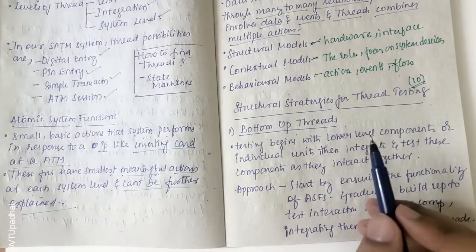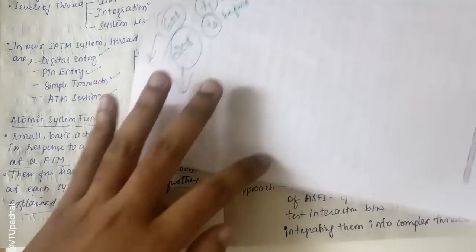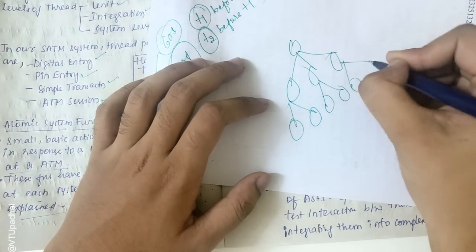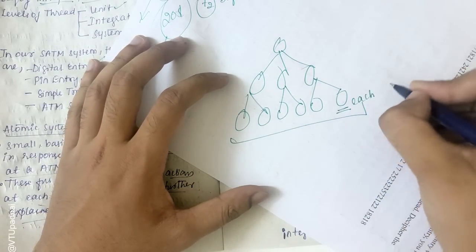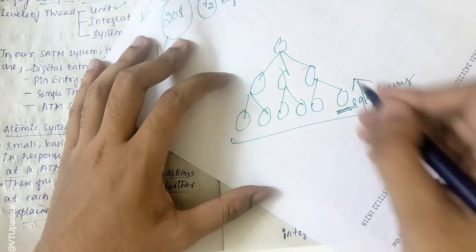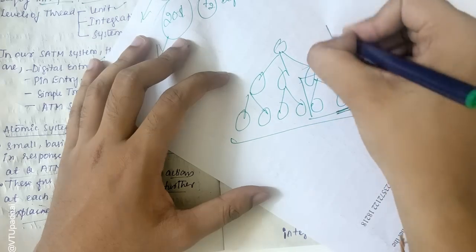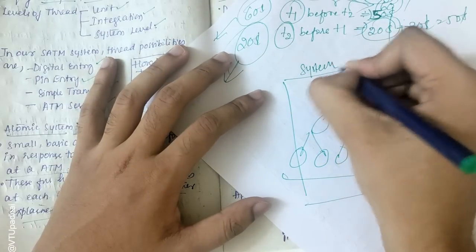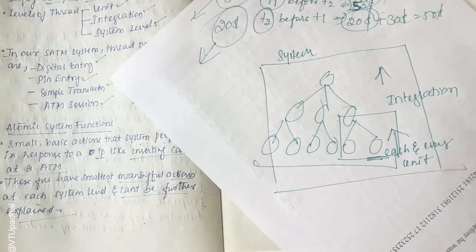Firstly, we have the bottom-up threads. In bottom-up threads, testing begins with lower level components. So we have seen what bottom-up testing is. If I consider a decomposition tree for our SATM problem, it is not exactly this, but we cover each and every unit testing it, moving further and then integrating the entire thing, and finally we take the entire SATM system as the system and perform the system testing here. So this is what we have understood in the fourth module, right? So it is the same.